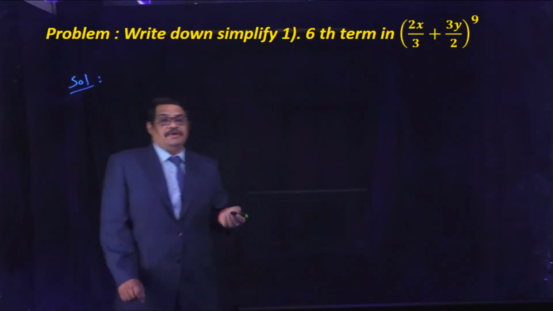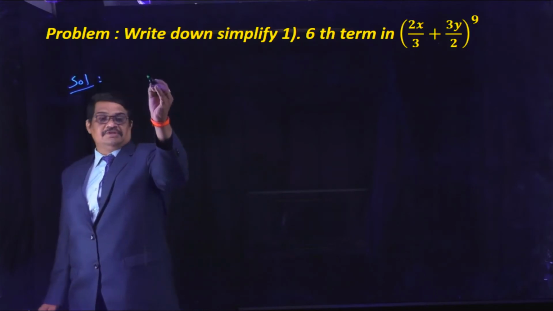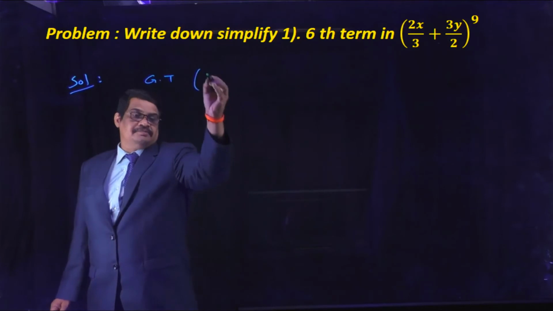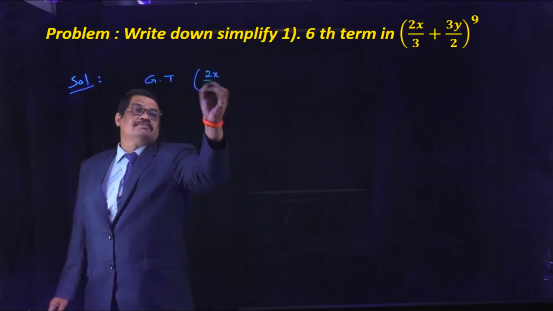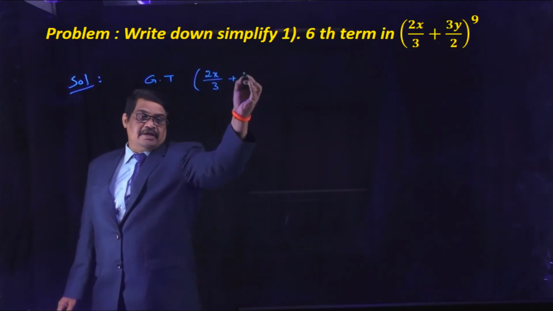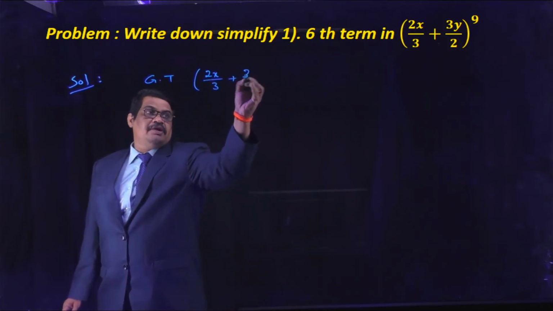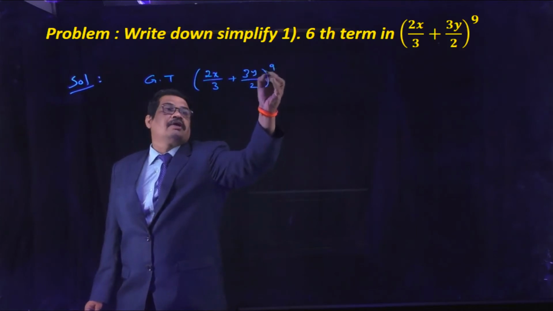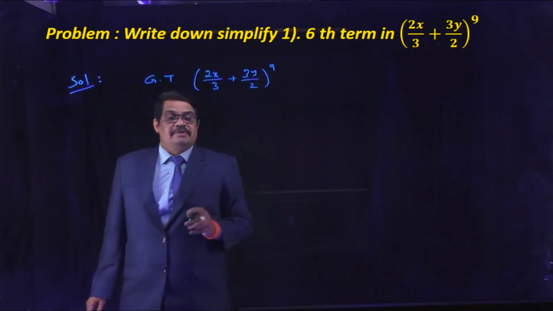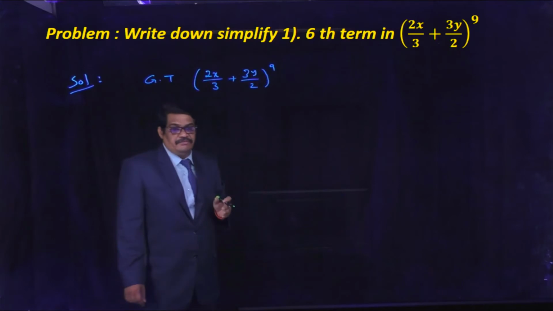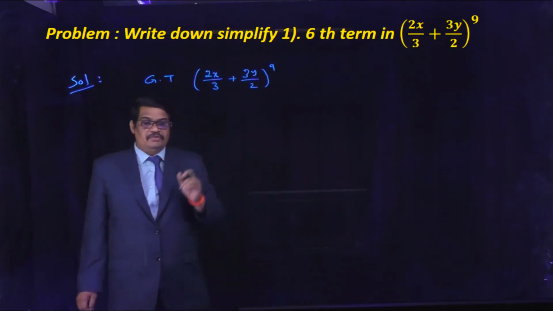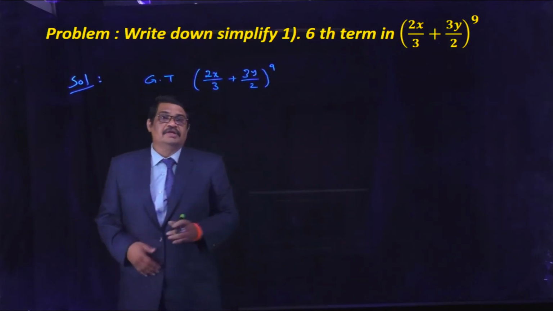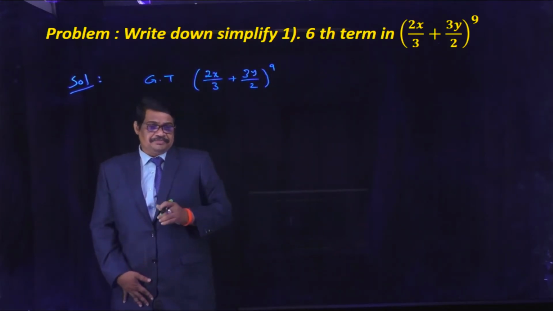What is the given expression? This is the solution. The given expression is (2x/3 + 3y/2)^9. This is the given expression. Now we have to write the sixth term in this expansion.